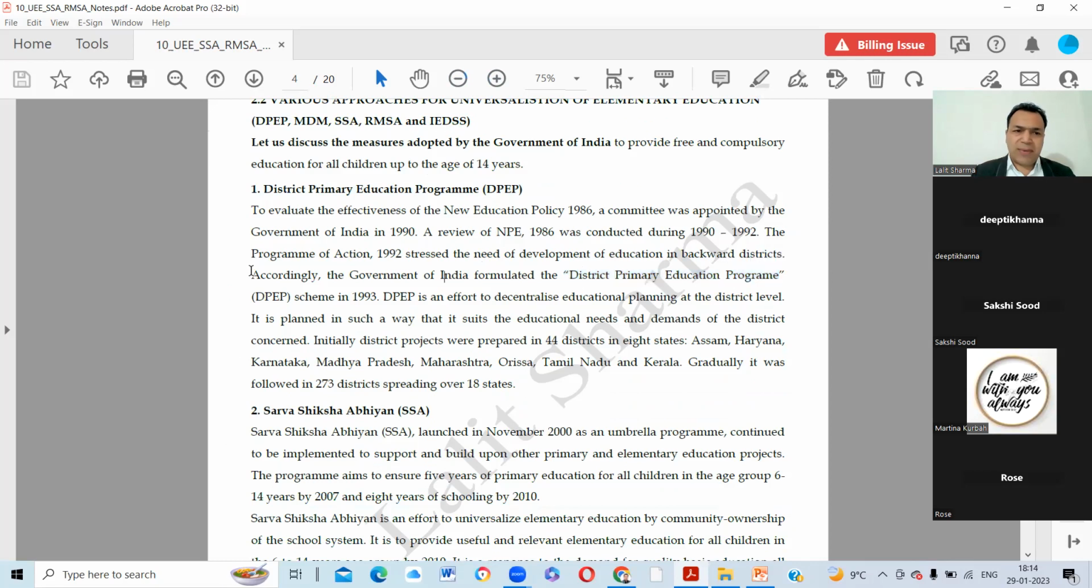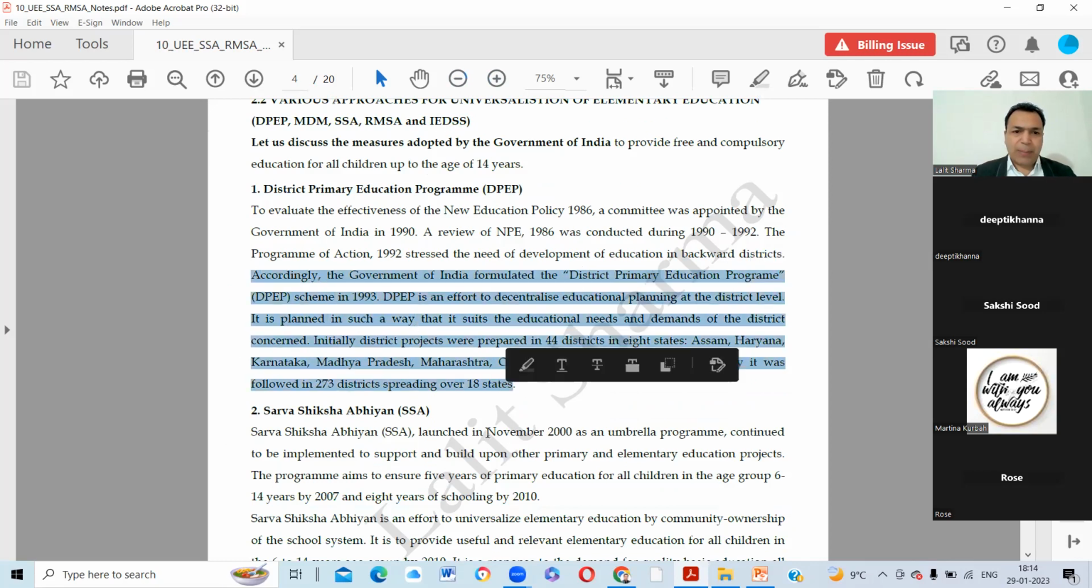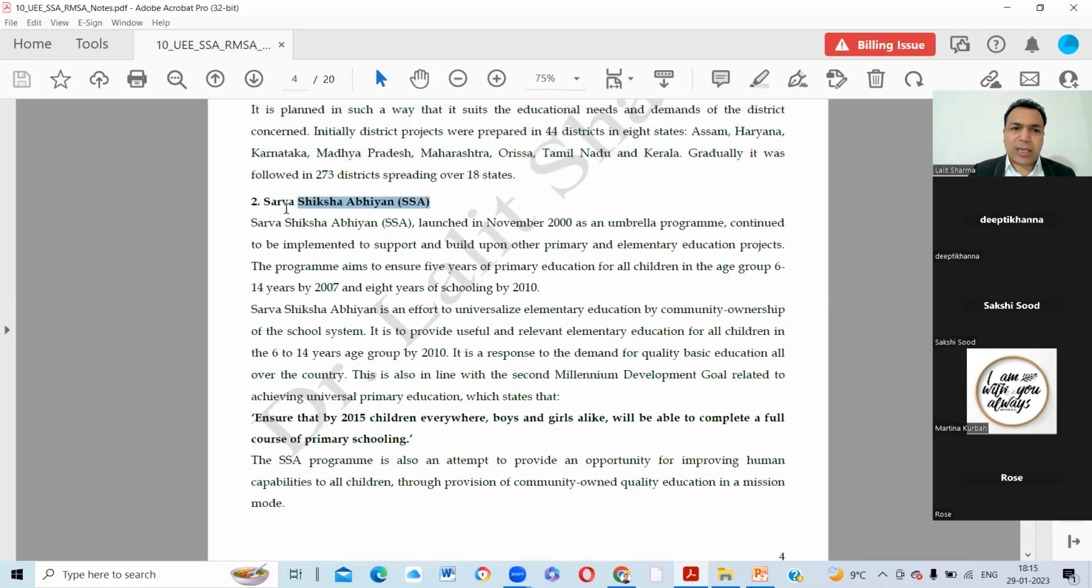Okay, so I have already discussed this, guys. I remember that, so I'll discuss it only a little bit here. It is a government program started by the Government of India in 1993, the District Primary Education Programme. And the purpose of this plan is also to achieve the aim of universalization of elementary education. Second is SSA, Sarva Shiksha Abhiyan. It again comes under the flagship of the central government, started in 2000.